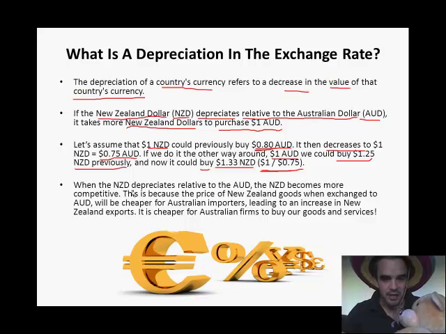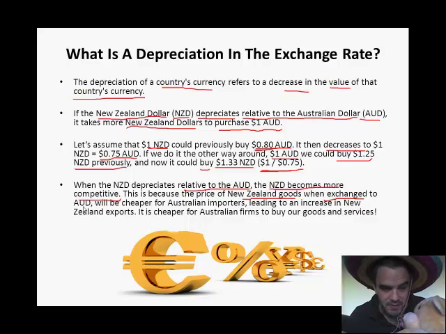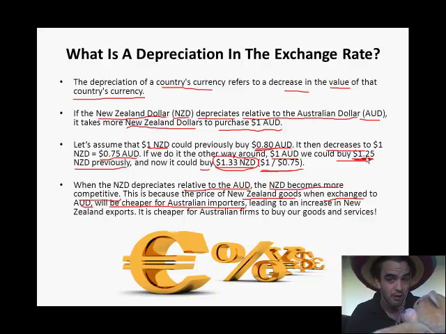Okay, so when the New Zealand dollar depreciates relative to the Australian dollar, the New Zealand dollar becomes more competitive. This is because the price of New Zealand goods, when exchanged to Australian dollars, will be cheaper for Australian importers. Remember, they are getting more. Look, they can now buy $1.33 New Zealand dollars, whereas before it was only $1.25. So the Australians are getting more New Zealand dollars when they exchange their currency on the foreign exchange market.